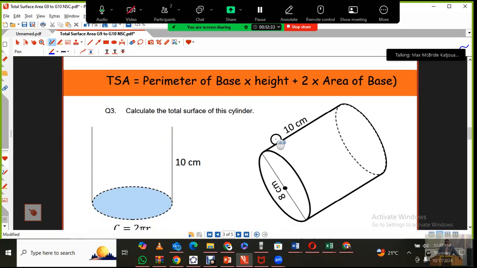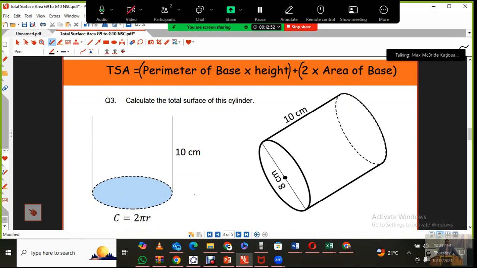All right, so this is a cylinder. We're going to use the same formula. We're going to calculate the perimeter of a cylinder, which is this part in blue.